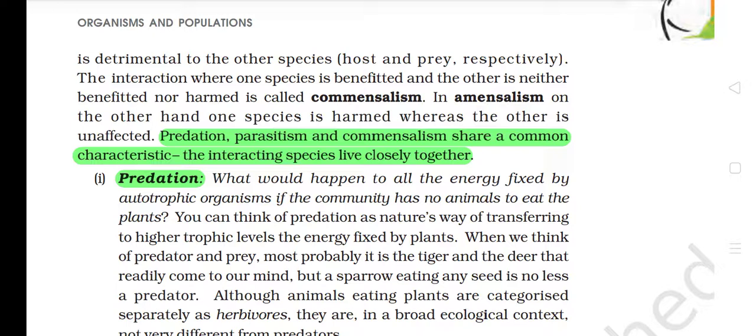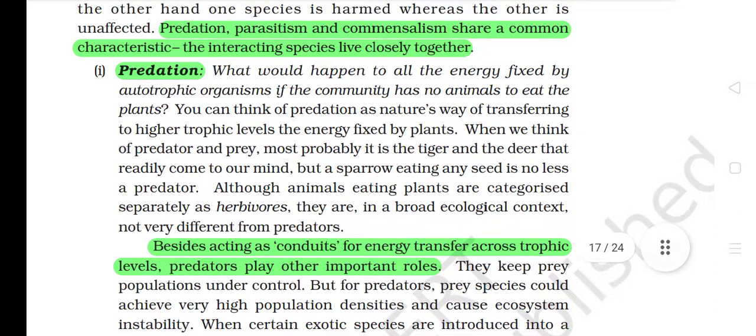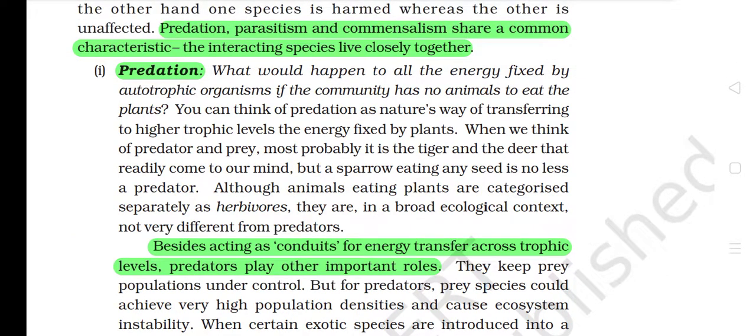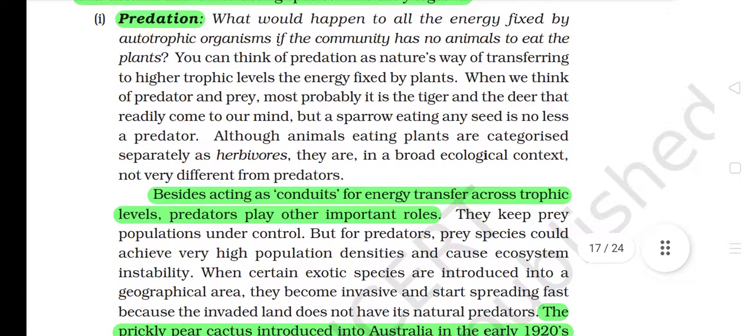Predation, parasitism, and commensalism share a common characteristic: the interacting species live closely together. 1. Predation. What would happen to all the energy fixed by autotrophic organisms if the community has no animals to eat the plants? You can think of predation as nature's way of transferring to higher trophic levels the energy fixed by plants. When we think of predator and prey, most probably it is the tiger and deer that readily come to our mind.